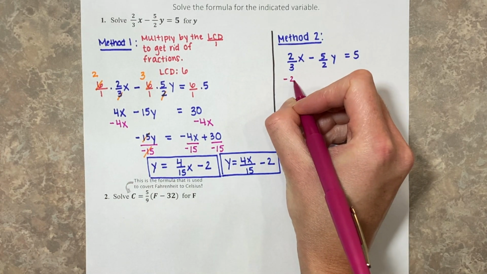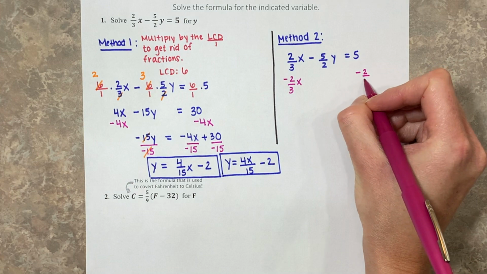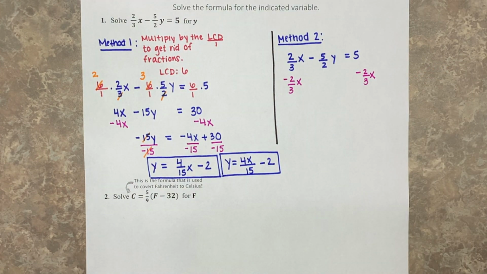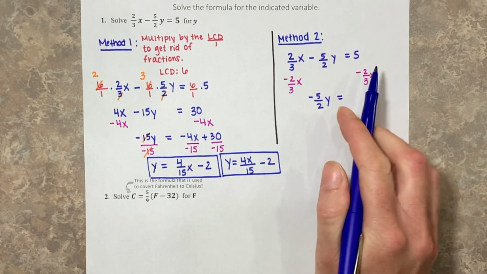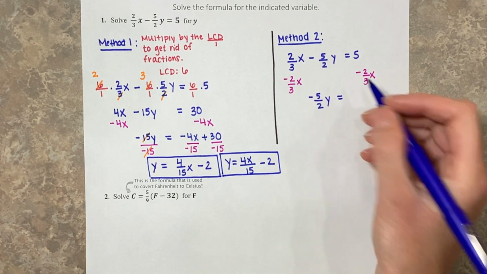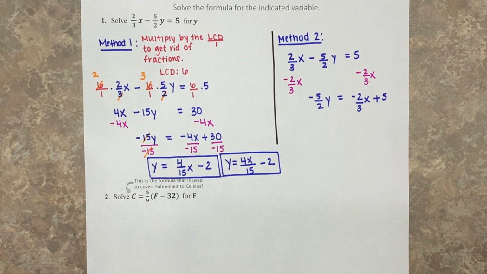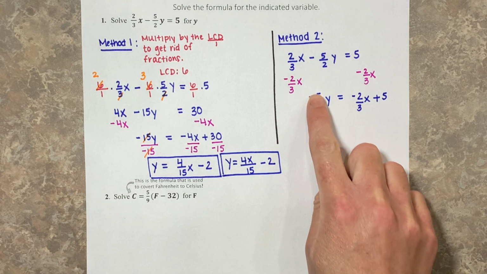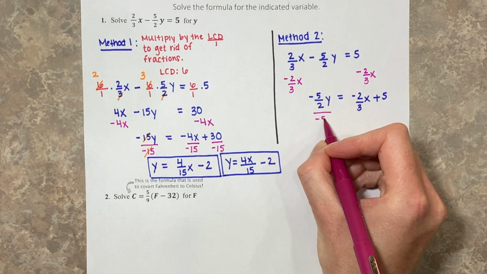Let's subtract 2/3 x. And if we subtract it from the left, we have to subtract it from the right. This will leave us with negative 5/2 y is equal to, and we can write this as 5 minus 2/3 x, or negative 2/3 x plus 5. Now, in order to isolate y, we have to get rid of this coefficient, the negative 5/2. There's two ways we can do this. The first way, since y is being multiplied by negative 5 halves, we could do the opposite and we could divide by negative 5 halves.